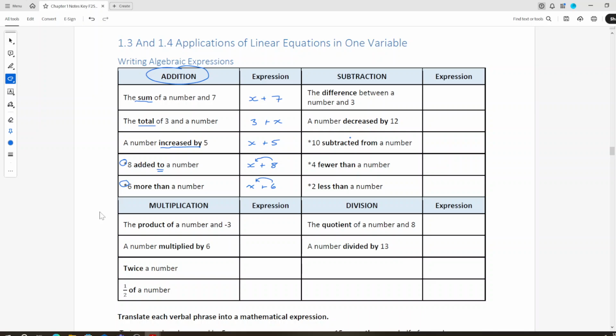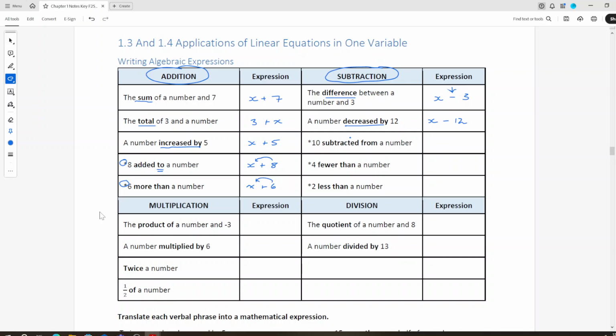So let's move on to the words that mean subtraction. The answer of an addition question is sum. The answer of a subtraction question is difference. The difference between a number and 3. A number decreased by 12.